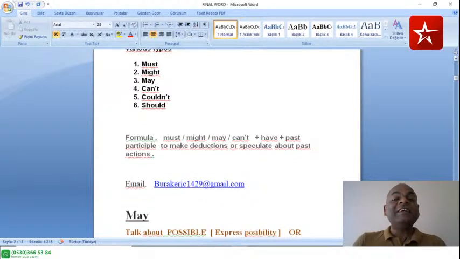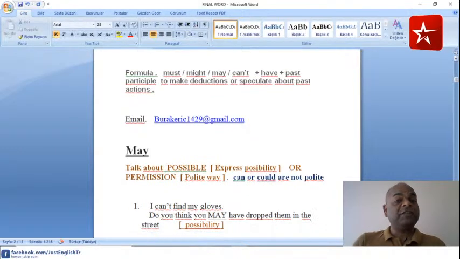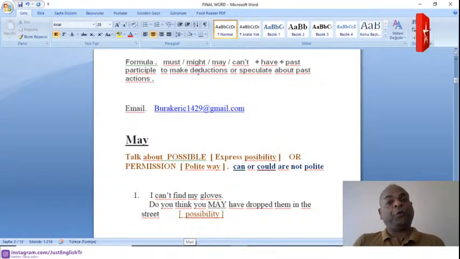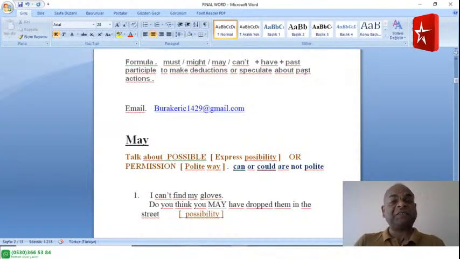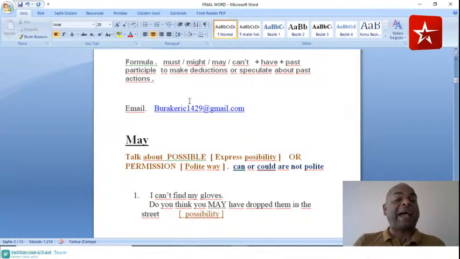So let's start. Remember, when you have your past modal verbs, never forget your formula, which you can see on the board. It says there, you should have your verbs like must, might, may, can't, but you should not forget to have your have plus your past participle. Now that is something very important for you to understand, that when we are using our past modal verbs, we need to have our formula like we have in our tenses. All right, guys? For example, to make deductions or speculate about past actions.